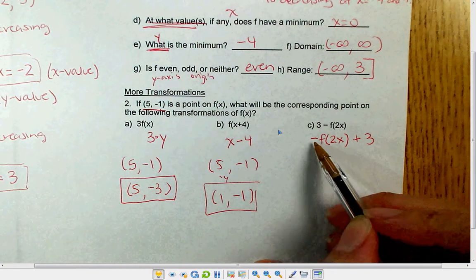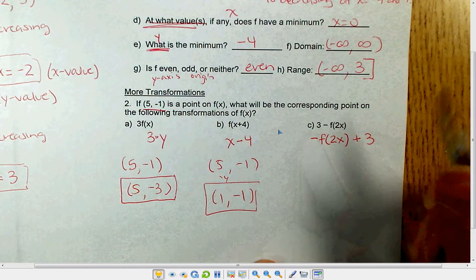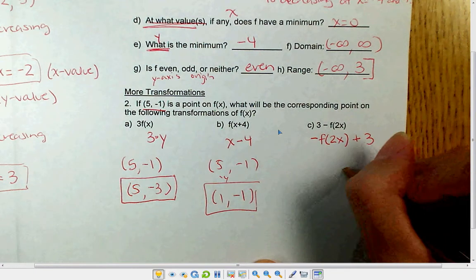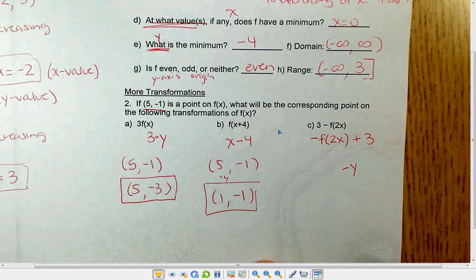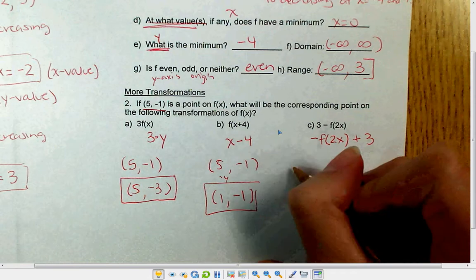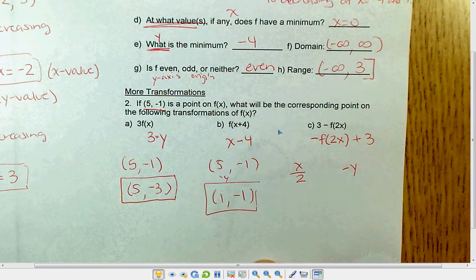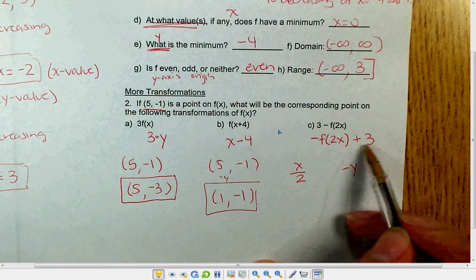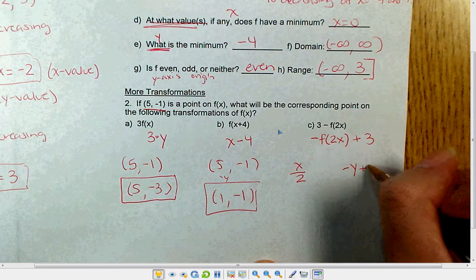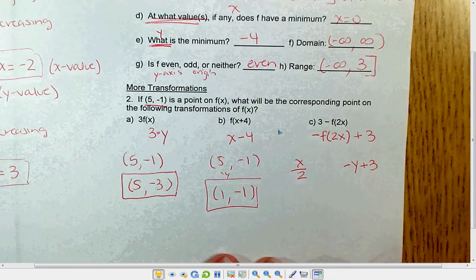Okay, so this negative is outside of the f, which means it's going to be affecting our y value. The 2x is inside, so it's affecting our x. But remember with x's, it's the inverse operation, so this is going to be x divided by 2. +3 is on the outside, so again, it's affecting our y, -y +3.